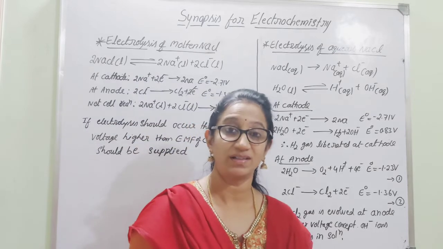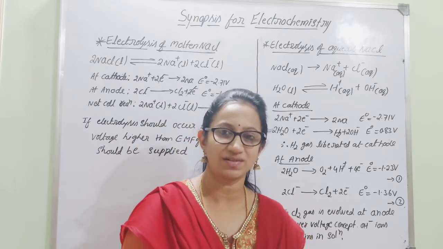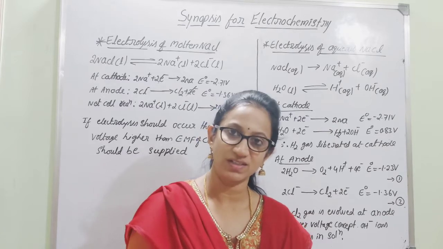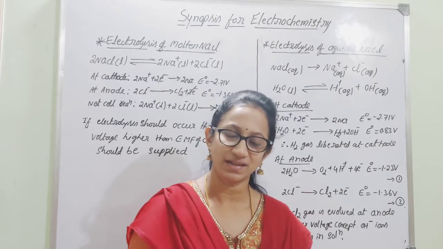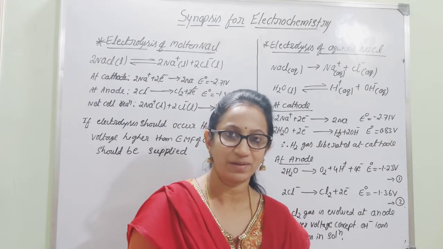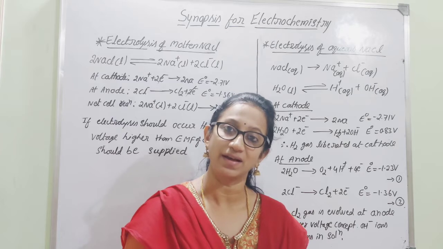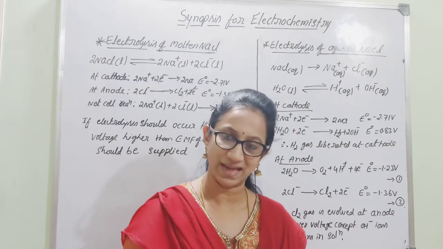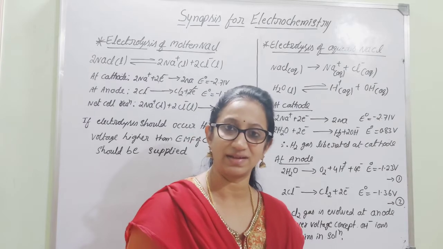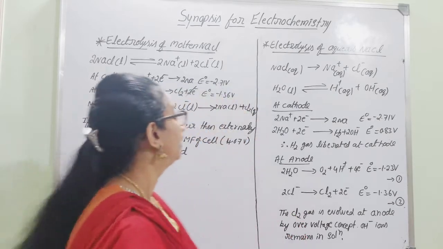Next, we can go for another topic, that is regarding electrolysis of sodium chloride. We can consider electrolysis of molten sodium chloride, and the other case, electrolysis of aqueous sodium chloride. There will be a difference in the formation of products obtained at anode as well as cathode. There will be a difference in the anodic and cathodic reactions which occur in these two cases. Let us consider those differences.